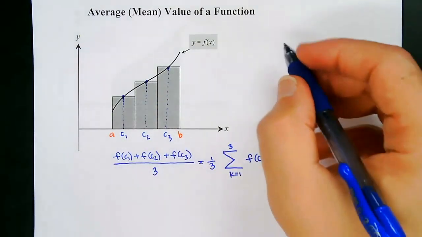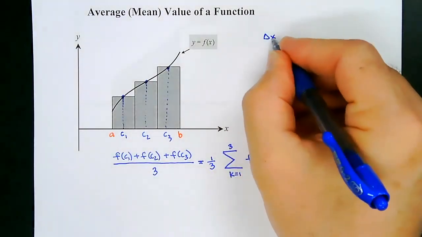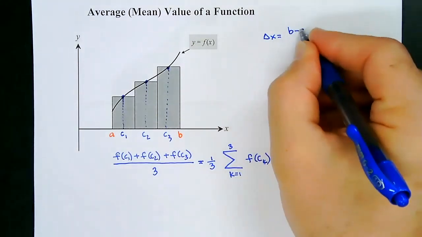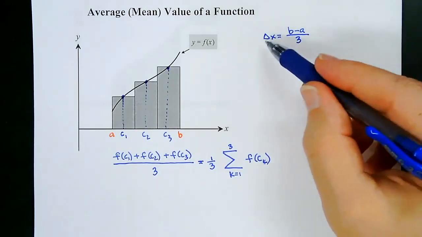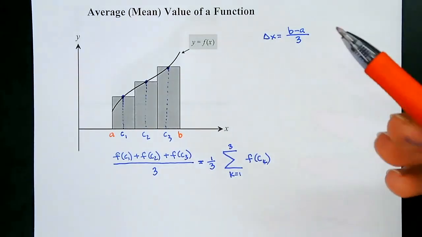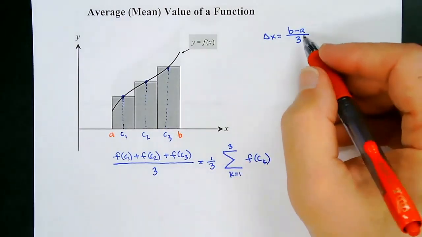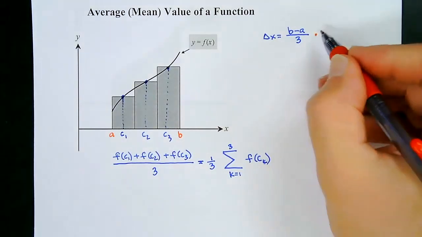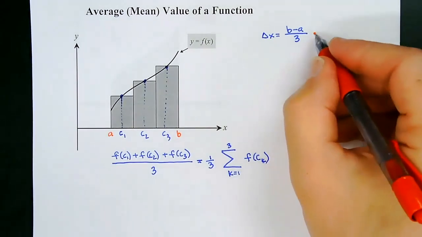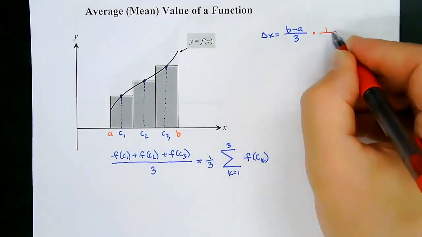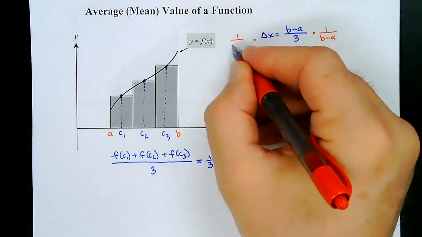Now, what do we know about this? Since there's 3, we know that the width of each of these, our delta x, would be b minus a divided by 3. So what I'm going to do right here is replace this 1/3, and I'm going to show you what I'm going to replace it with. This is the ingenuity of somebody who first figured this out. They realized that if I multiply this side by 1 over b minus a, and also this side by 1 over b minus a.